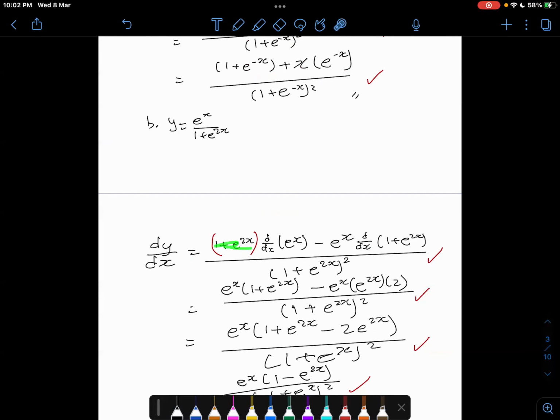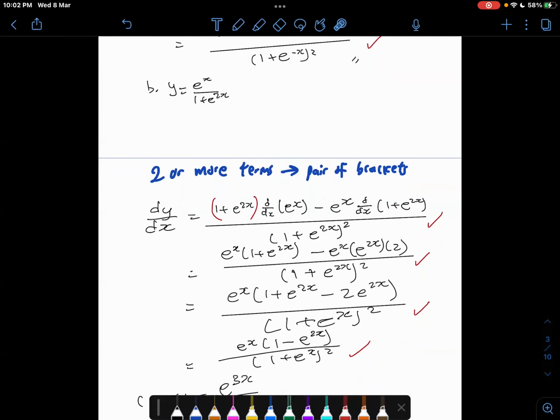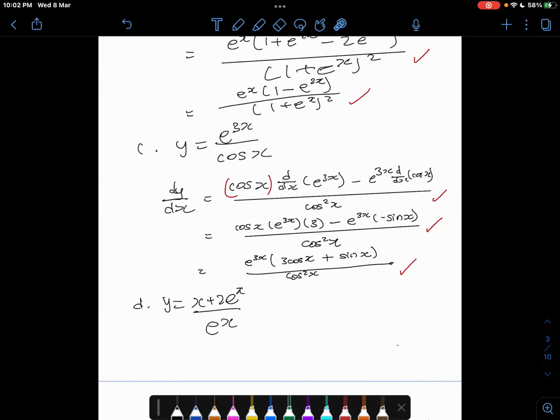Two or more terms, you must put brackets. Just write this down. Two or more terms, put a pair of brackets around the expression. Here, 1 is a term, e power 2x is another term, so 2 terms. Two or more, put a pair of brackets around it. Okay, over here you also put a pair of brackets, 2 or more. Okay, moving on. Over here, actually this one doesn't need a pair of brackets.